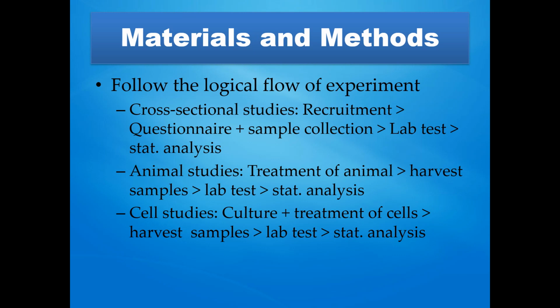For example, in cross-sectional studies, usually we start with recruitment of the subjects, administration of questionnaires, or blood sample collections. If you're collecting blood samples or clinical biopsies, they will be subject to lab tests, and then we perform statistical analysis. For animal studies, usually we begin with treatment of animals, then we euthanize them and harvest the samples, followed by lab tests and statistical analysis. For cell culture studies, usually we begin with culture and treatment of cells, harvesting of the samples, lab tests, and also statistical analysis.